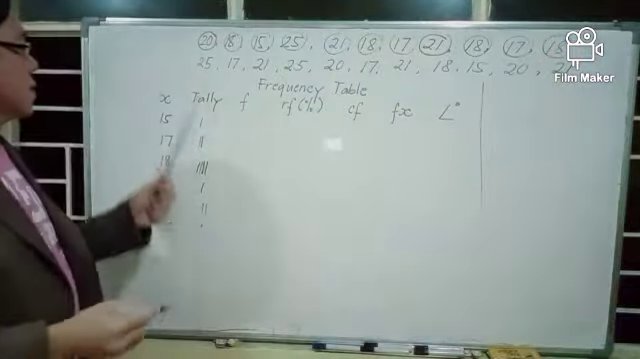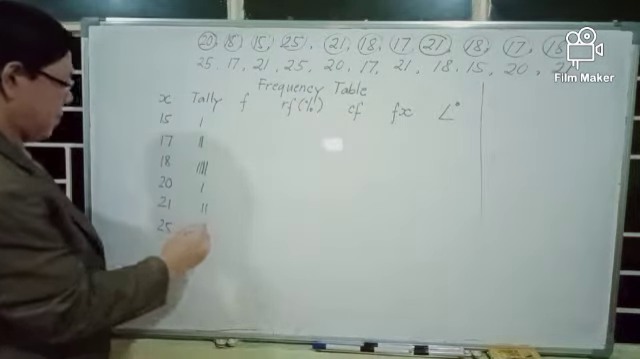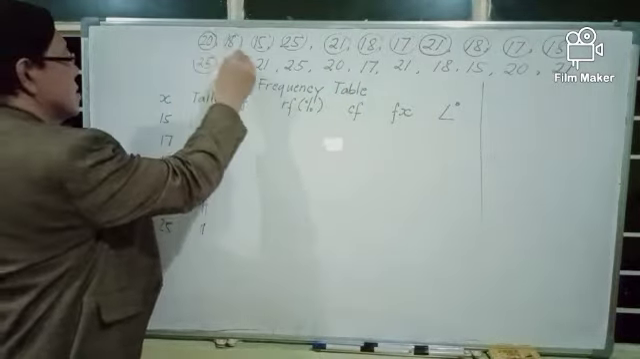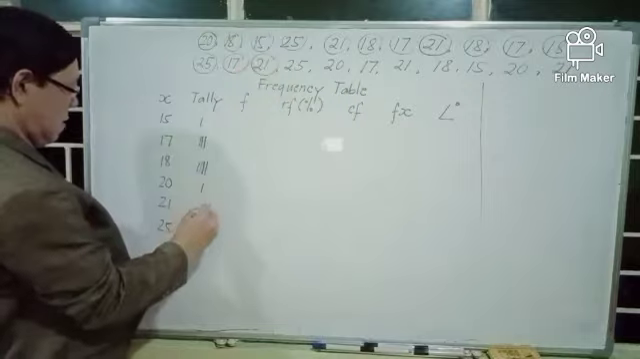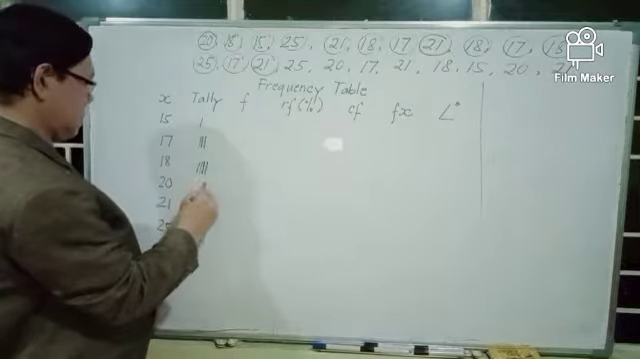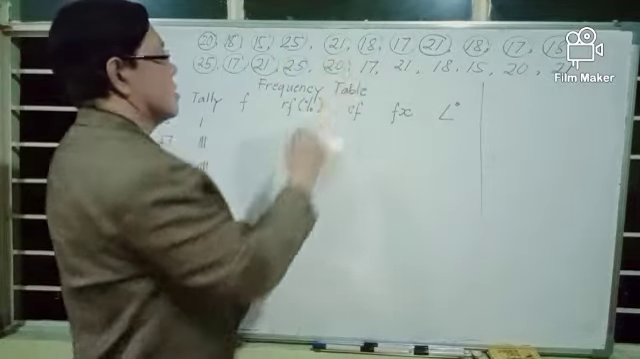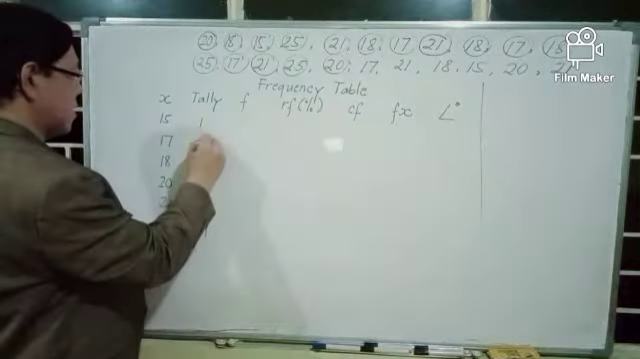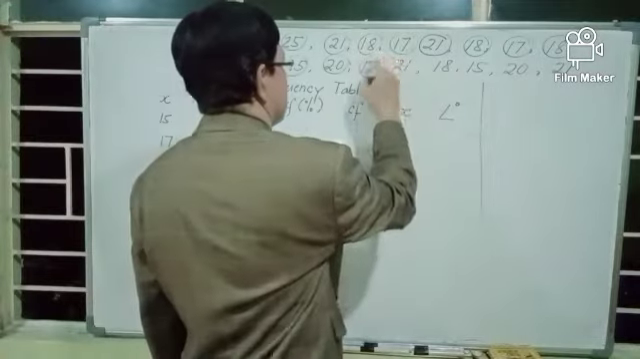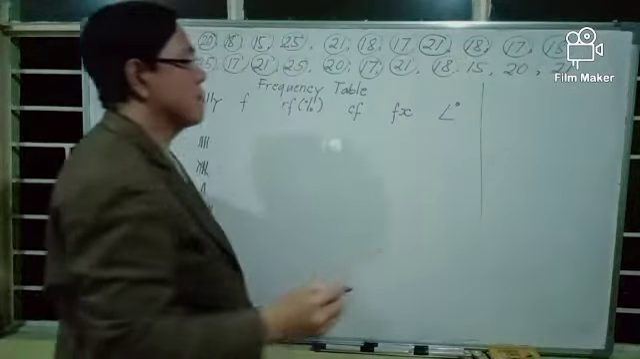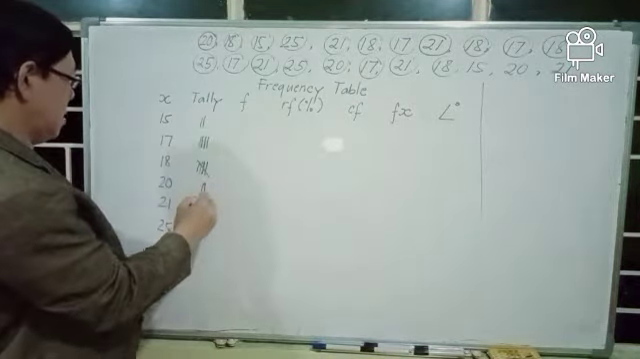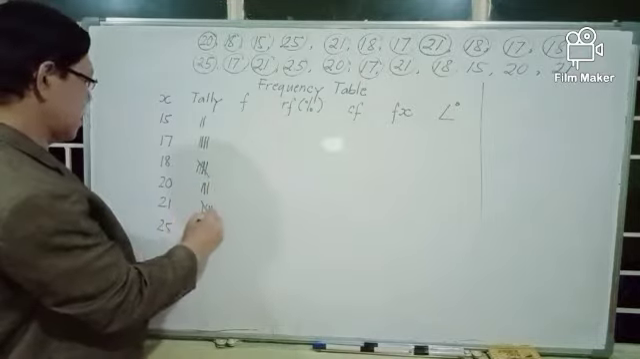In the second row, we start with 25, 17, 21, 25, 20, 17, 21, 18, 17, 21, 18. And the last three scores are 15, 20, 21.